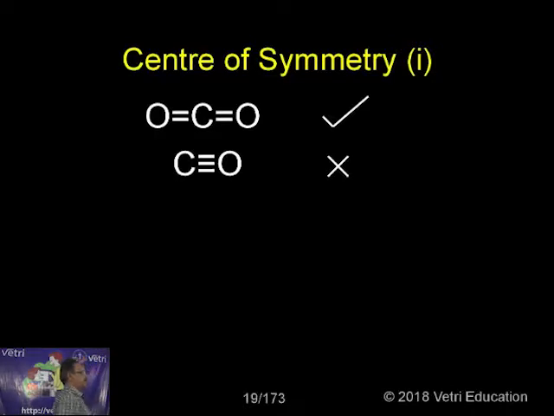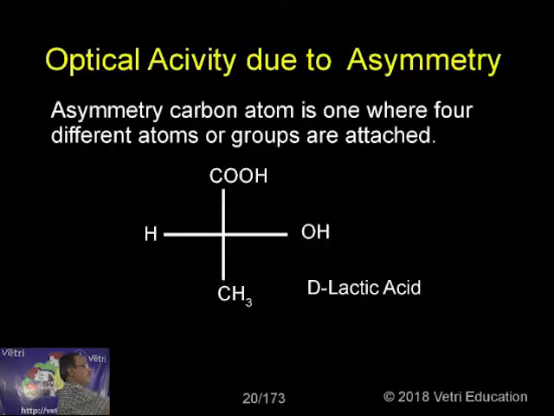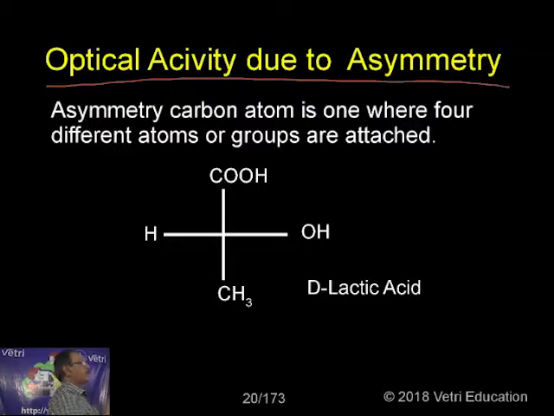These are the conditions. Center of symmetry is again not necessary for your secondary level. Anyhow, center means you can start from one atom, move towards the center, and if you move to the opposite side, you again meet the same atom, then that molecule has a center of symmetry. Any molecule having a center of symmetry, represented by i, is optically inactive. The next one. Now let me come to optical activity due to asymmetry. Optical activity arises in two ways. One is due to asymmetry, another is due to dissymmetry.